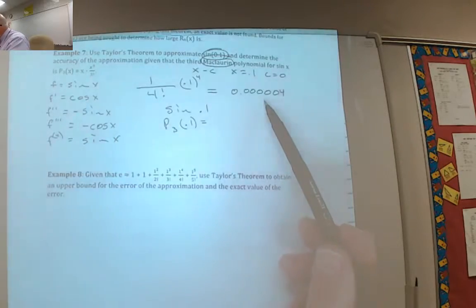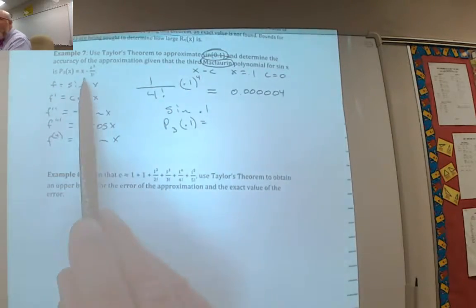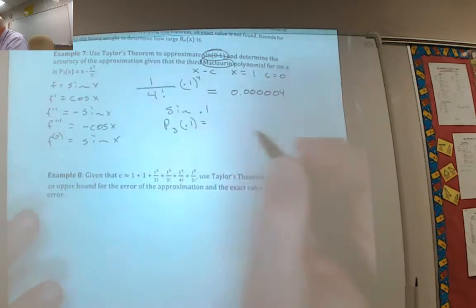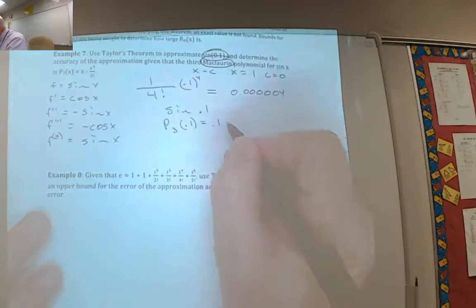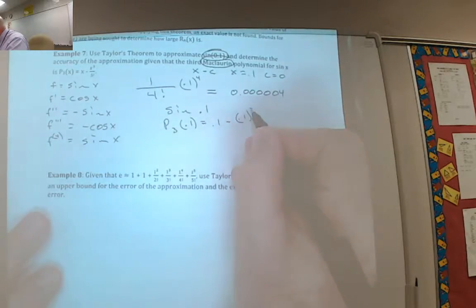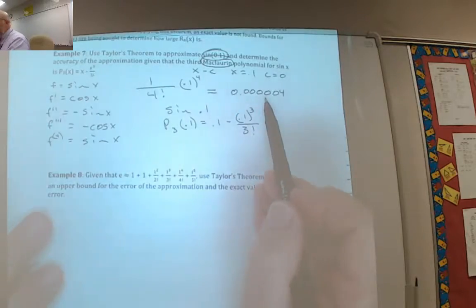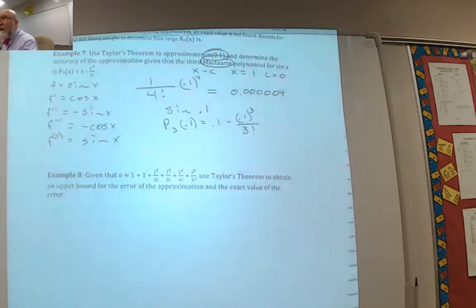That's pretty good considering how easy this function is. So if I actually figured it out, I would have 0.1 minus 0.1 to the third power divided by 3 factorial. It's going to be at least within that, maybe even closer. That's what it allows me to say. I think that's more understandable than what I was trying to do before. Isn't it a lot easier?